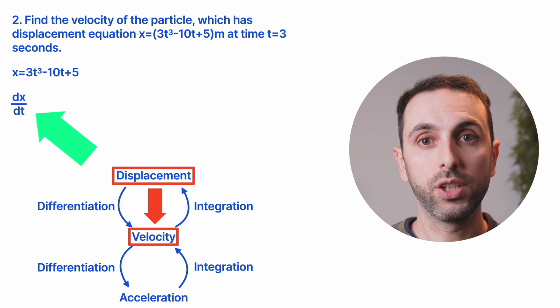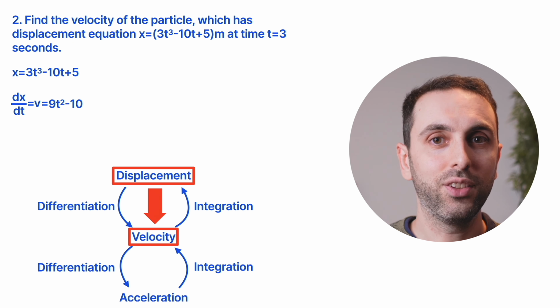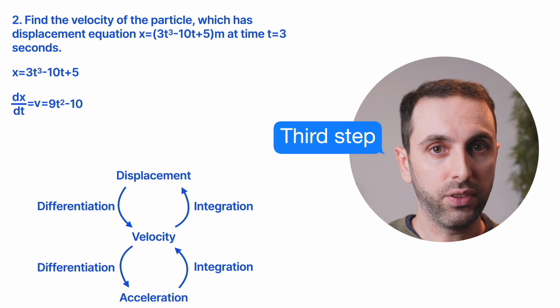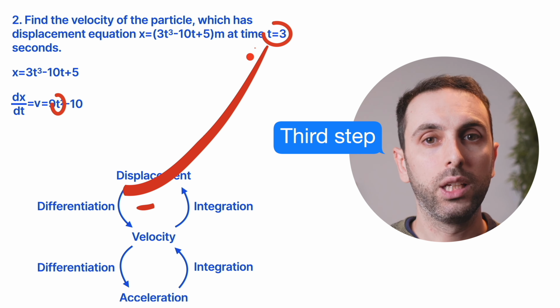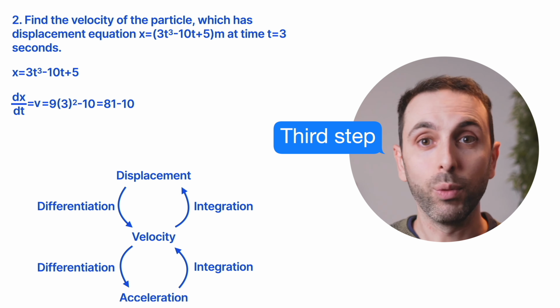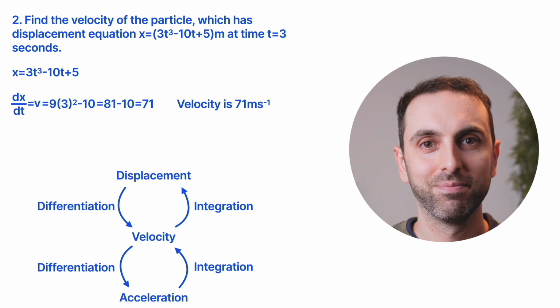So upon differentiating x with respect to t, we get v equals 9t squared minus 10. Then the third step is to substitute the value of t is 3 into the new velocity equation. So we get velocity equaling 9 times 3 squared minus 10, which equals 81 minus 10, which equals 71. So the velocity is 71 meters per second.